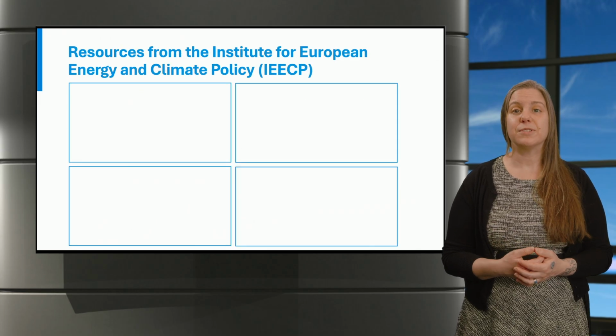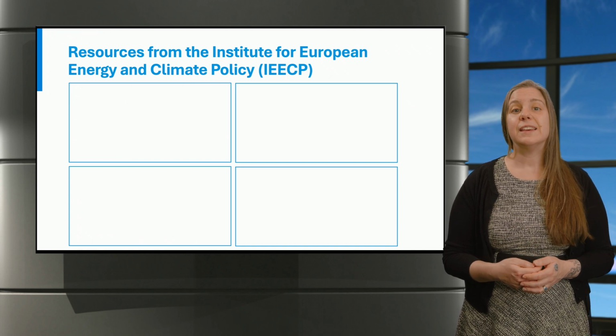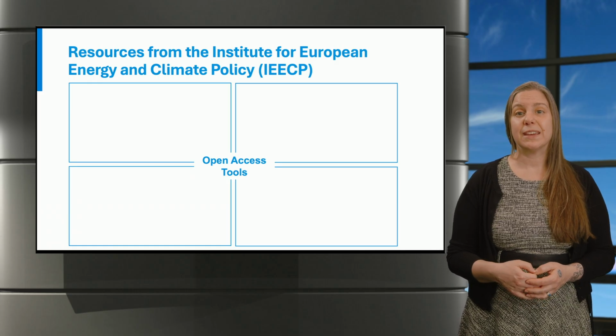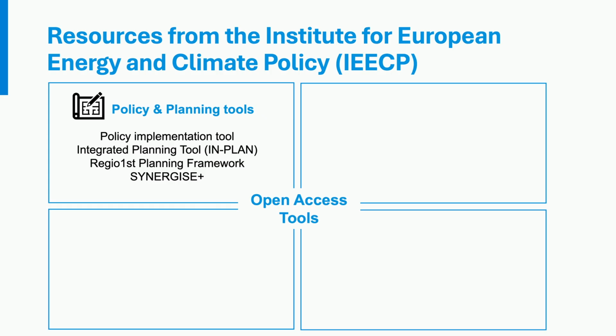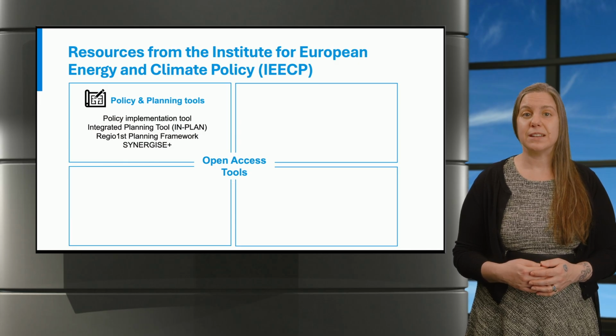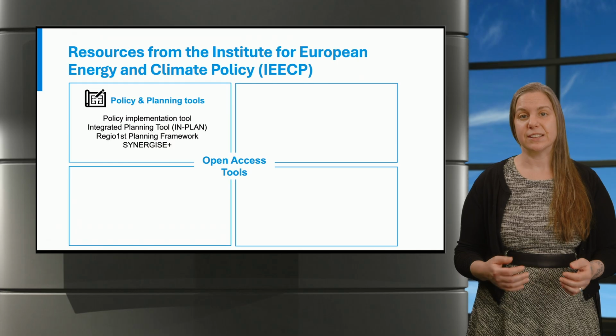Finally, we will go over some of the resources from the Institute for European Energy and Climate Policy. These are a set of open access tools which are divided by subject or type, which makes it easy to find the tools that fit your specific needs. For example, under Policy and Planning Tools, we have the InPlan tool, the Integrated Planning Tool. It used to be a static resource, but now it has become more dynamic. It can guide you through how to focus your topics for climate action, whether on renewable energy, climate adaptation, sustainable mobility, or the basic InPlan checklist.